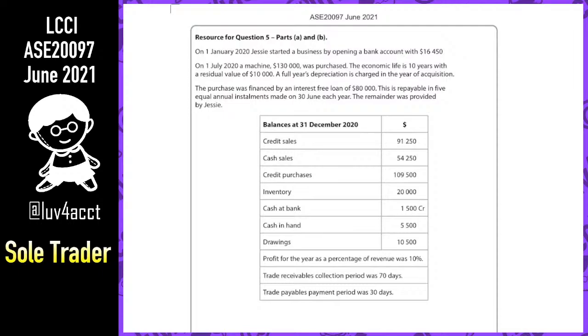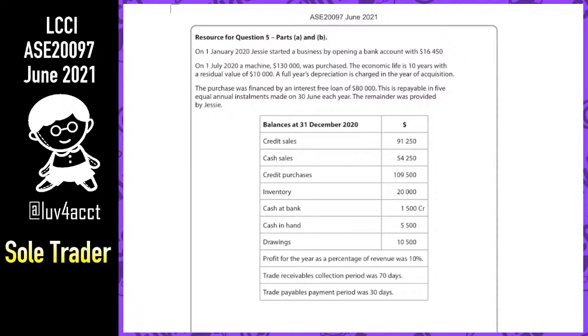On the 1st of July, that is mid-year, a machine was purchased. Economic life 10 years, residual value 10,000. A full year of depreciation is charged in the year of acquisition. We're not told about the depreciation method, but with a life of 10 years, that means straight line. Not given to us directly, but it is implied.